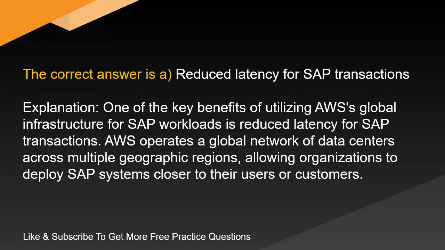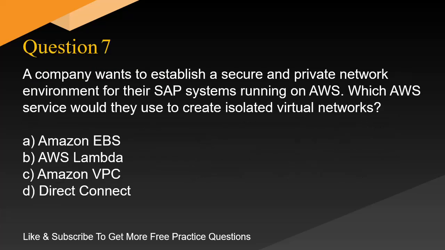The correct answer is A. Reduced latency for SAP transactions. Explanation. One of the key benefits of utilizing AWS's global infrastructure for SAP workloads is reduced latency for SAP transactions. AWS operates a global network of data centers across multiple geographic regions, allowing organizations to deploy SAP systems closer to their users or customers.